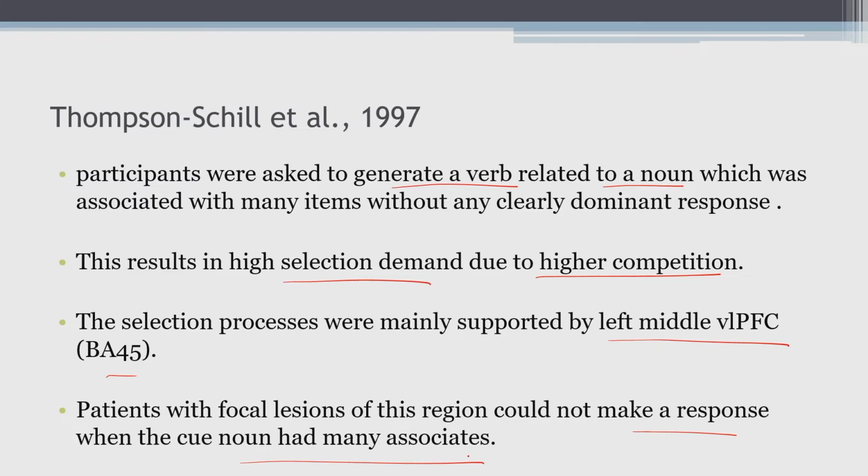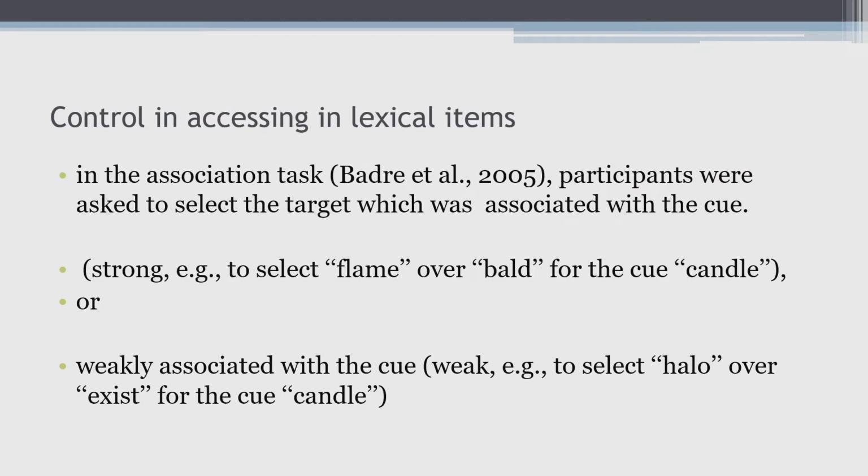So, this shows that not only in normal participants, normal subjects, they had a control process in place when weak associations were processed. They also found that in patients who had a lesion in those areas that was found to be activated, the patients could not form the associations at all. They could not make a response when the cue noun had many associates. So, not only in retrieval, but also in access of lexical items, the control process in accessing lexical items have also been found to utilize similar kind of network.